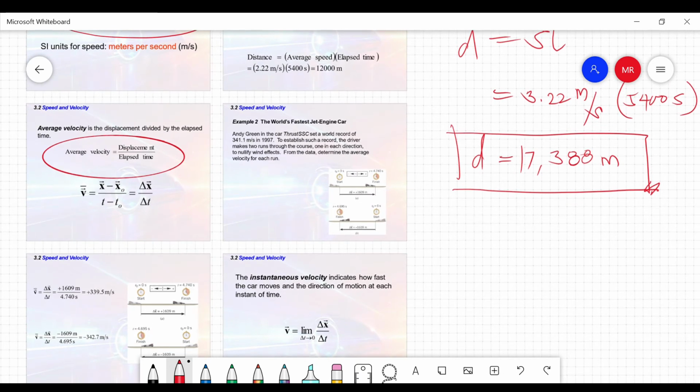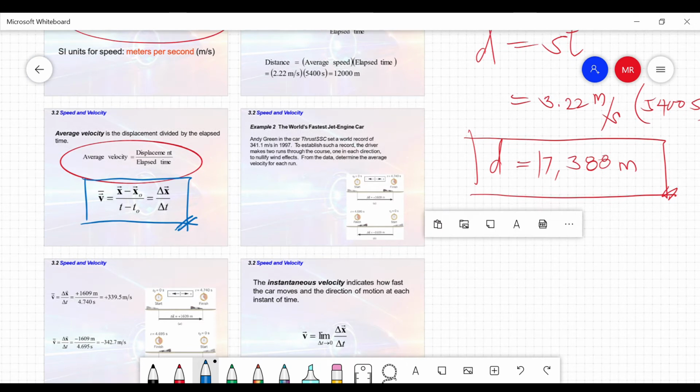Ibig sabihin, change in time, where Δt is t minus t sub 0. t is the time where the object reaches the final position, and t sub 0 is the time nung nandun siya sa initial position. Okay, so this is now our equation for velocity. Alam natin na change yan. That is why kapag binigay na itong mga magnitude ng change at magnitude ng time, na-simplify natin ang equation na yan, that v is equal to x over t.